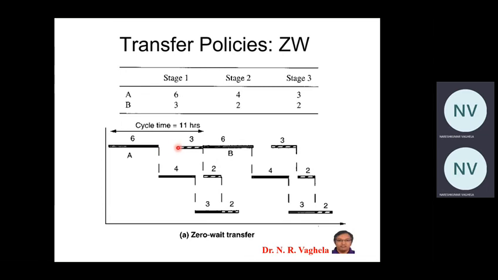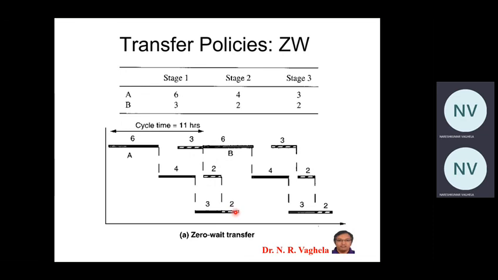So we can draw the gain chart for the product B. What is the 0-8 policy? When we complete any stage, immediately we have to transfer the material to the next stage. So if we start the product B after 2 hours, 3 hours for stage 1, immediately we transfer the material to stage 2 for product B. Then after 2 hours processing time, immediately it will transfer to stage 3, then 2 hours processing time.